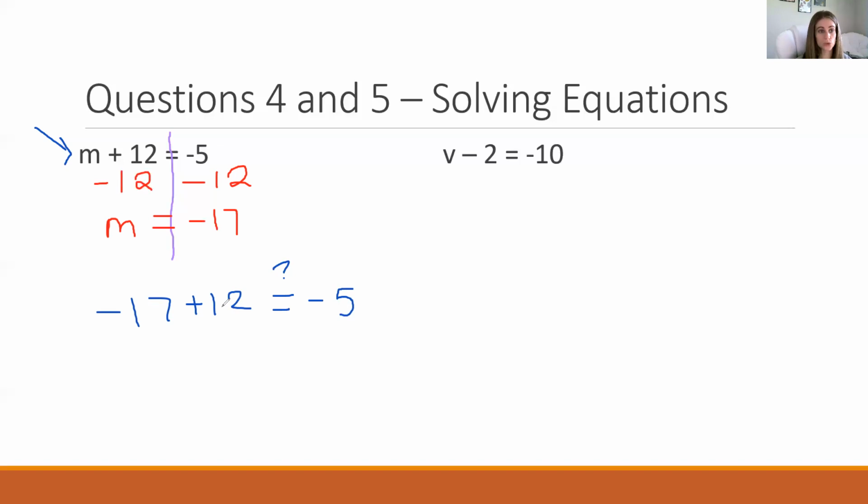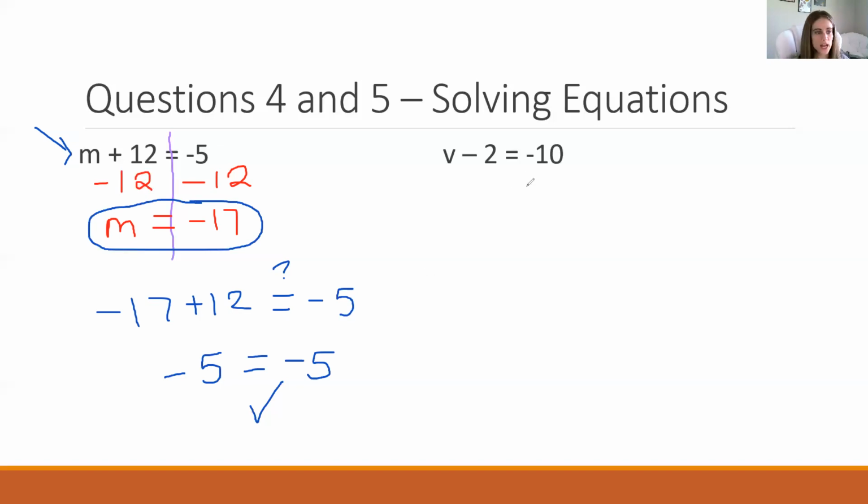So my adding rules tell me to subtract and take the sign of the larger absolute value. 17 minus 12 is 5. 17 is the larger absolute value, and 17 is negative, meaning our answer would be -5. There we go. We got what we were supposed to, so we just confirmed that we didn't make any mistakes, and m equals -17 is our answer.